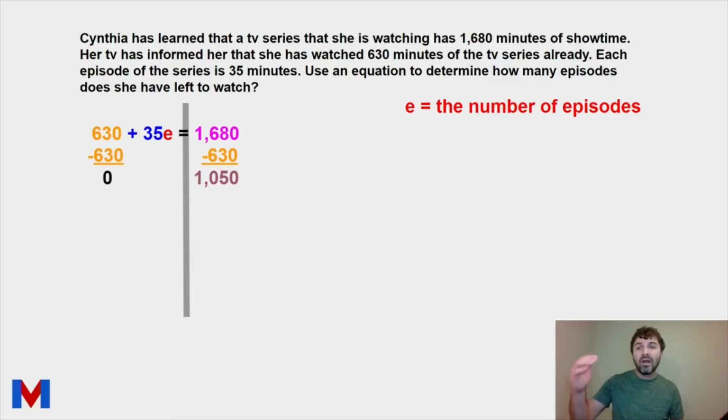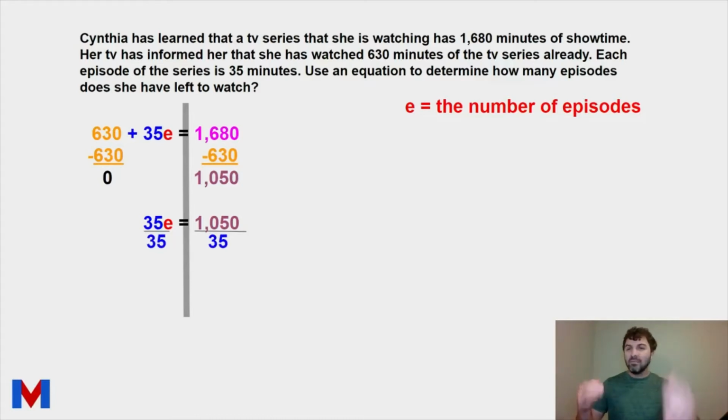So 630 minus 630 is 0. And 1,680 minus 630 is 1,050. So I'm left with positive 35. And I know it's positive because up above is plus 35. So positive 35E equals 1,050. Alright. Now I'm going to do the opposite operation, the inverse operation of times 35, which is divide by 35. And whatever I do to one side, I do the exact same thing to the other side. 35 divided by 35 is 1. 1 times E is E. And 1,050 divided by 35 is 30.